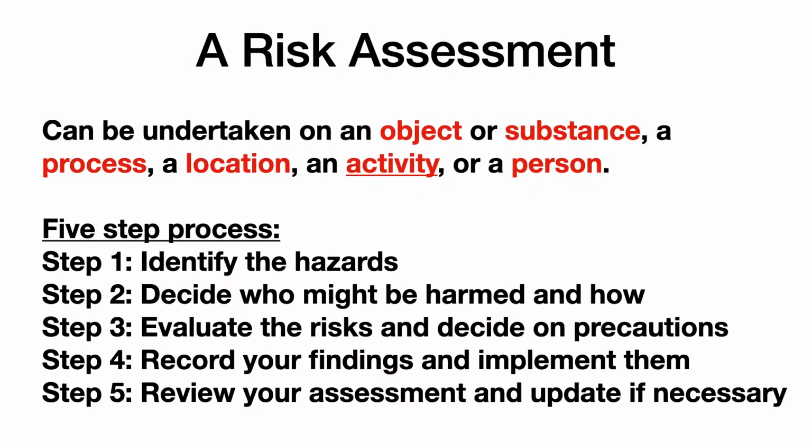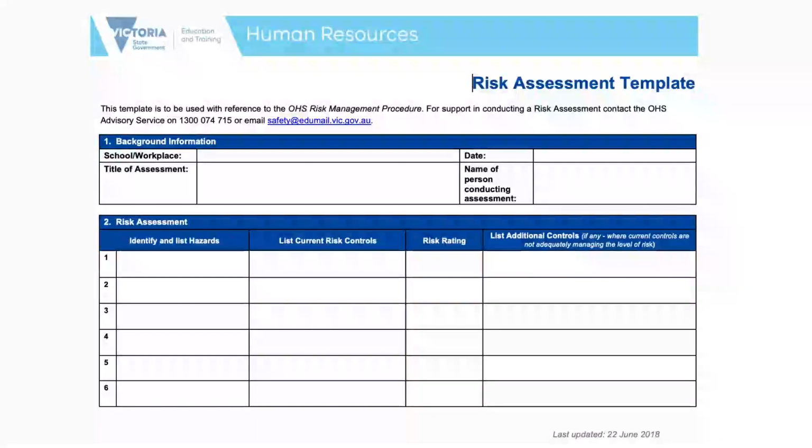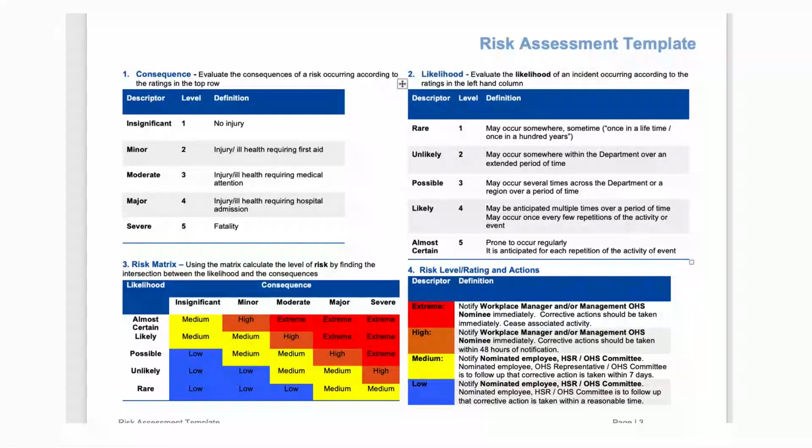And these can be undertaken on objects and substances, not just activities, or a person can have a risk assessment done on them, or a location or a process. And so those of you who do the risk assessments will understand the 5 steps in the process. You can actually get templates for these on your phones, a school risk assessment template checklist on your phone, or you can use templates like these. They're readily available and they're very valuable.